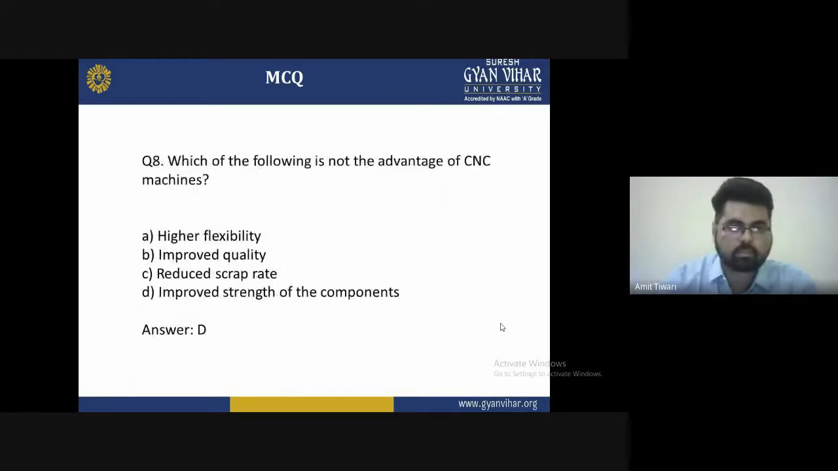Question number 8, which of the following is not an advantage of the CNC machine? A, higher flexibility; B, improved quality; C, reduced scrap rate; and D, the strength of the component. So the correct answer is D, improved strength of the component is not an advantage of the CNC machine.